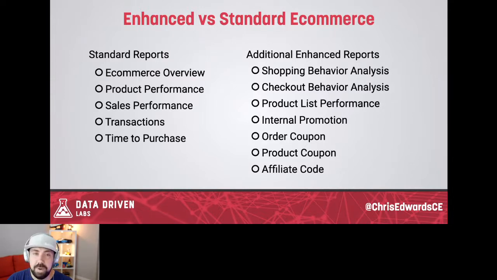What you get by turning on the enhanced, and I'll show you how we do that with different pieces in just a minute. But with enhanced e-commerce, what you're going to get is shopping behavior analysis, checkout behavior, product list performance, internal promotion, order coupons, product coupons, and affiliate codes. There is no additional cost. There is a different code set you have to turn on when you turn this on. So both of these items are free inside of Google Analytics.